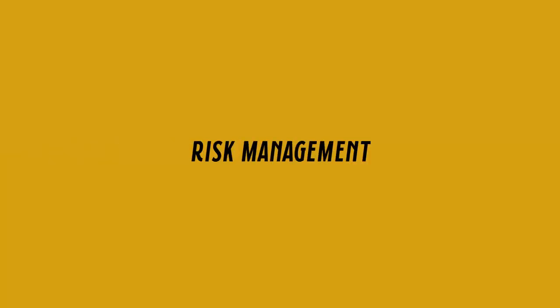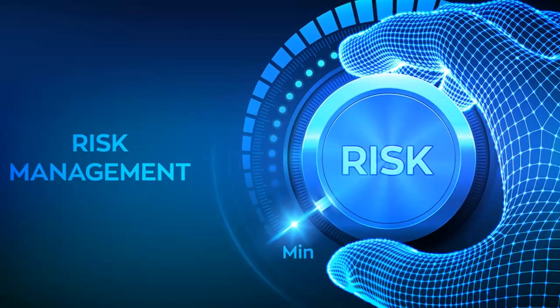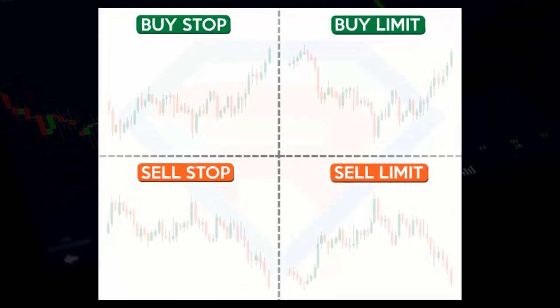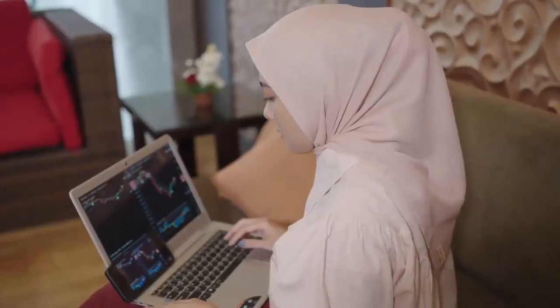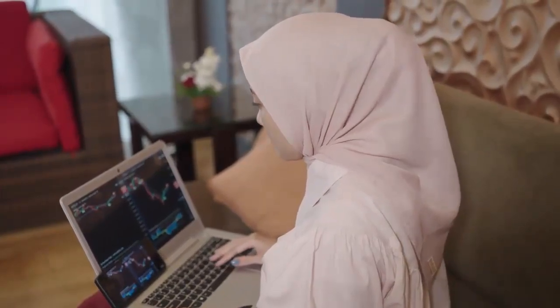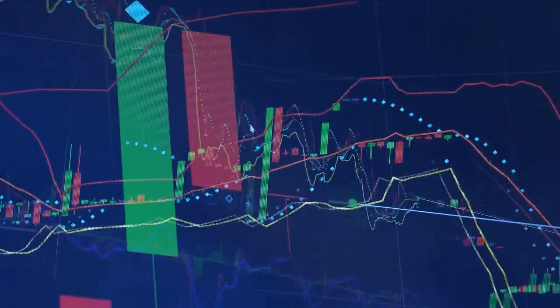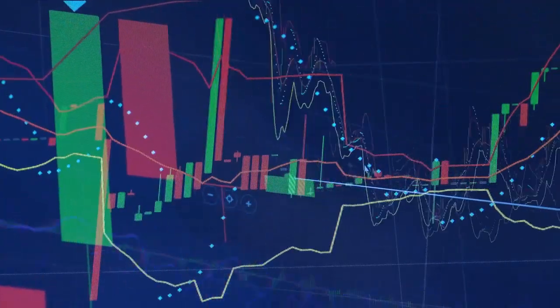Risk management. Risk management is a vital aspect of Forex trading, especially for beginners. It involves setting stop-loss and take-profit levels to limit potential losses and secure profits. Traders should never risk more than a small percentage of their trading capital on a single trade and should avoid over-leveraging.